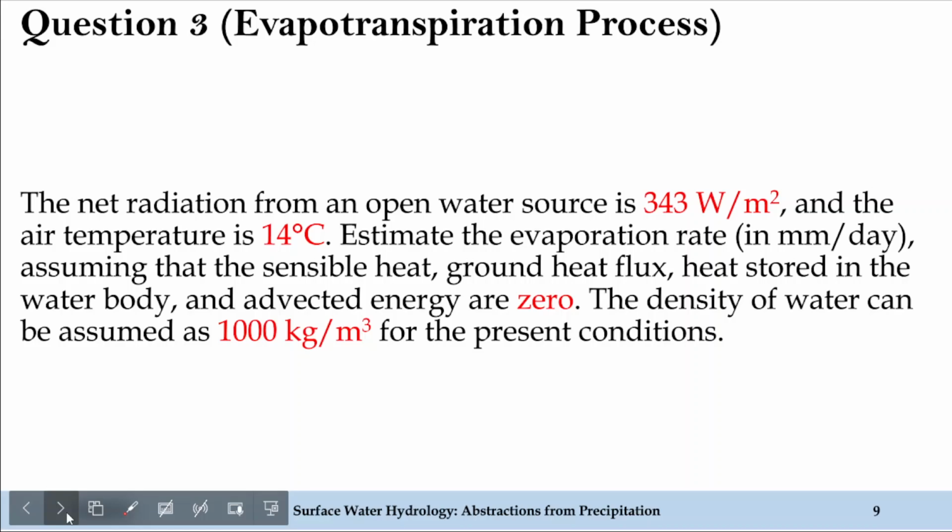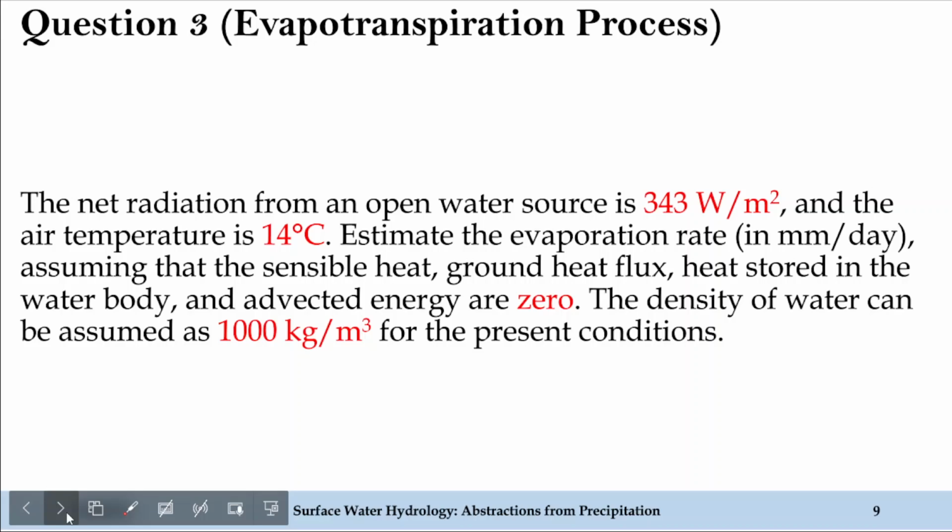The net radiation from an open water source is 343 watt per meter square and the air temperature is 14 degrees Celsius. Estimate the evaporation rate in mm per day, assuming that the sensible heat, ground heat flux, heat stored in the water body and advected energy are zero. The density of water can be assumed as 1000 kg per meter cube for the present condition.